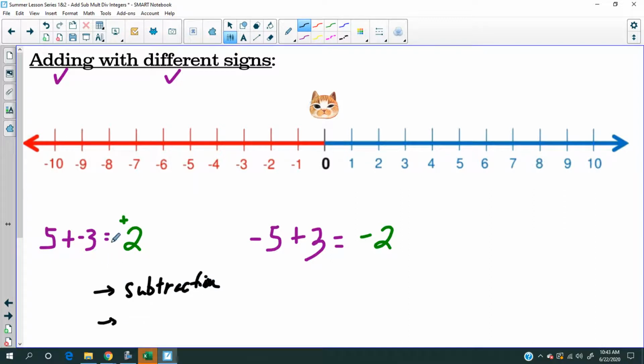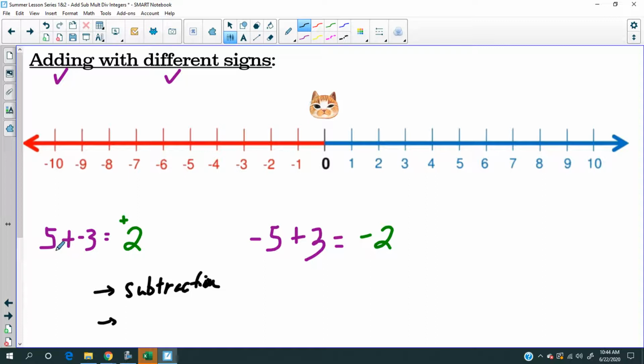Now, here's the second thing. What about the signs? Have you noticed anything? This one's very tough to notice about the signs. Why is this positive? I mean, look at the 5 and the 3. Look for a clue here. Between the 5 and the 3, the answer here is positive 2. However, between the 5 and the 3 here, the answer, have you noticed, is negative 2. Like, what changed? What's different?